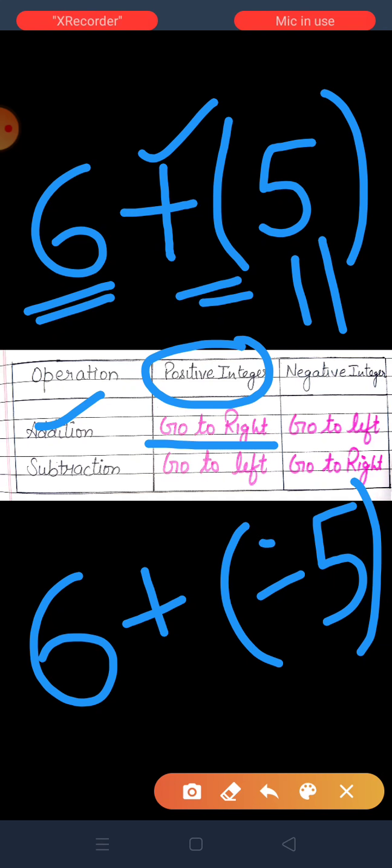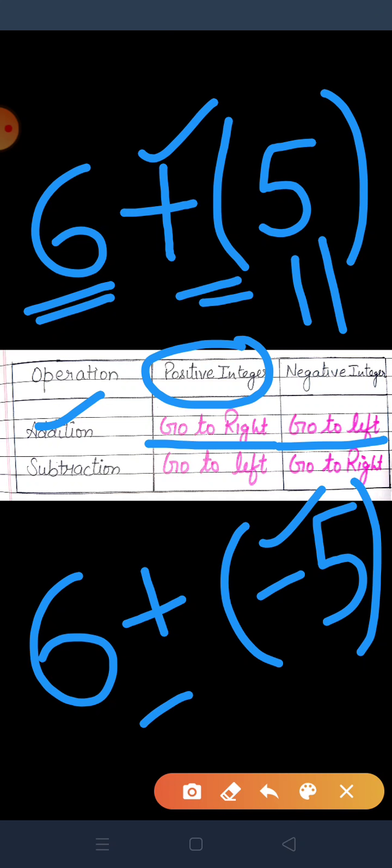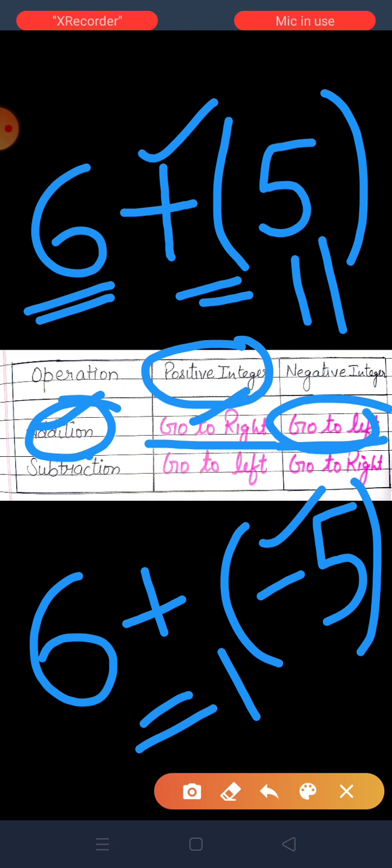Whenever a negative integer is there, you have to go to the left side, which means the negative side of the number line. So first we will reach 6, then we will come back. How many steps? 5 steps. So 6, then 5, 4, 3, 2, 1. So we will reach 1. Whenever there is a positive integer in addition, you go to the right side, and whenever there is a negative integer, you go to the left side.